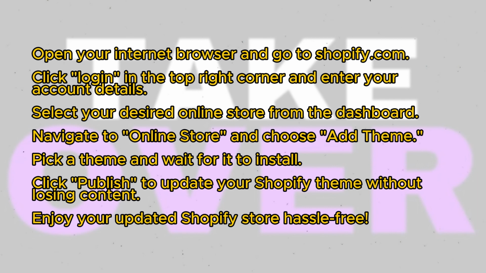Within your online store dashboard, locate and click on Online Store from there. Choose Add Theme. Select a theme from the available options. For demonstration purposes, I'll choose a free theme. Wait for the theme to install on your Shopify store. This may take a moment.